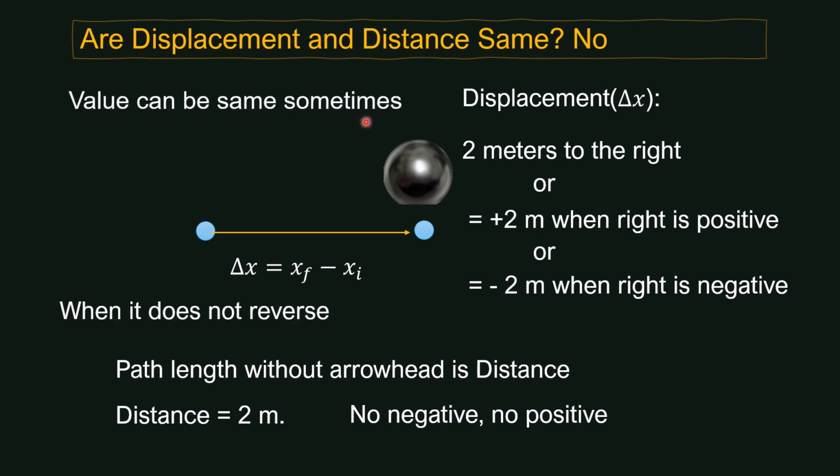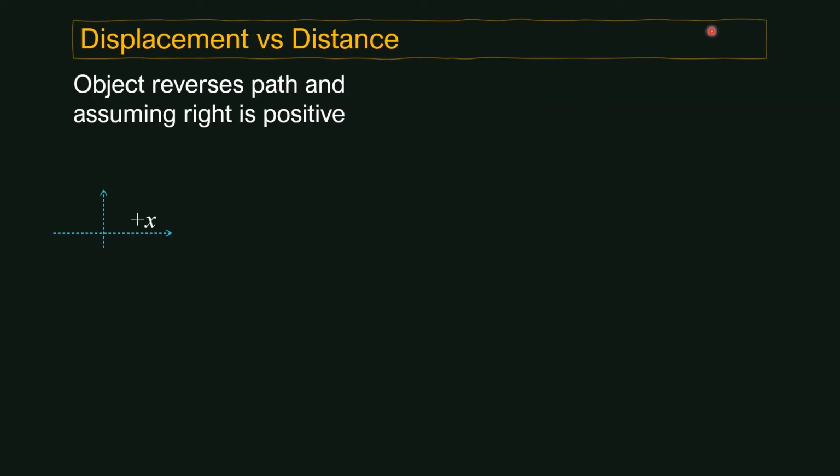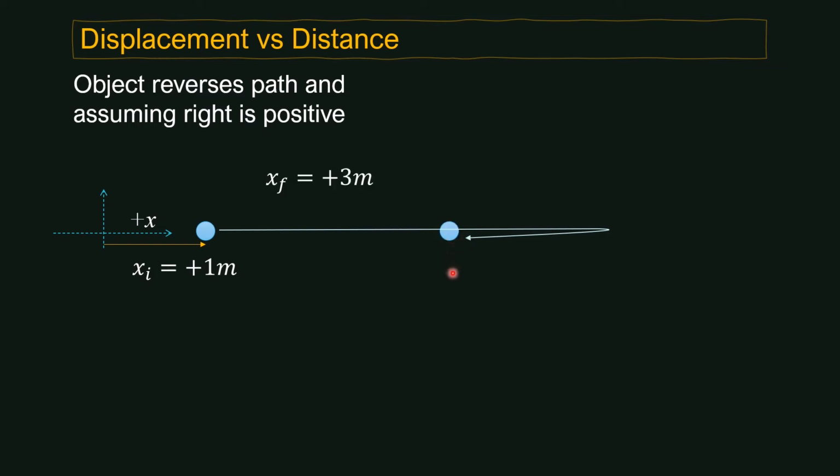Value can be same when it does not reverse the direction, just keeps moving in the same direction. Okay, then what happens when object changes direction? Let's look at this simple example where object changes direction by reversing along the same line. So it starts from here, initial position is positive 1 meter, and it goes all the way here, reverses back and arrives back here, and that is the final position because that's where we are making this measurement.